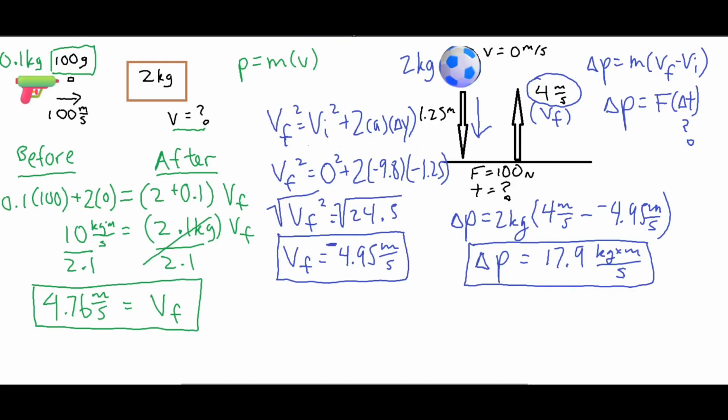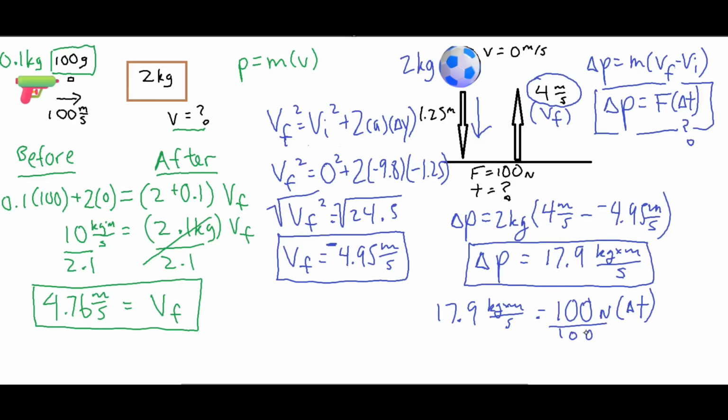All right, now from there we can do our final step. We're going to use our final formula right over here. Our delta P equals force times time. We know our delta P is 17.9. We know our force is 100 newtons. And we are looking for the time of impact that the ball has with the ground as it's bouncing. So we're going to go ahead and divide both sides by 100, and then we get 0.179 seconds as our time of impact.